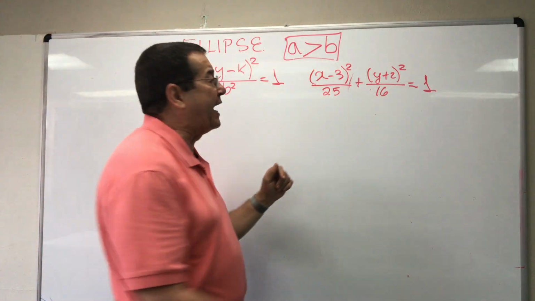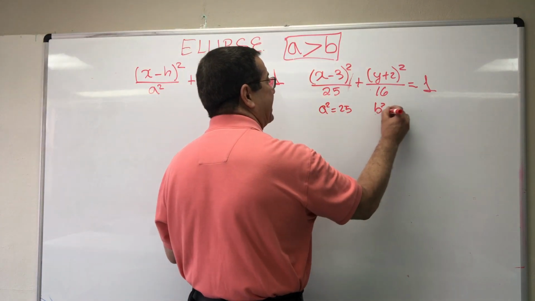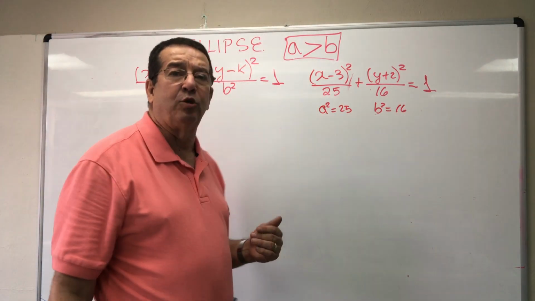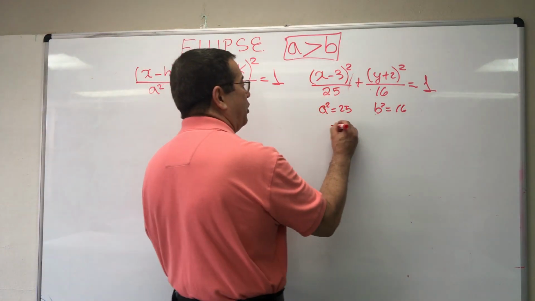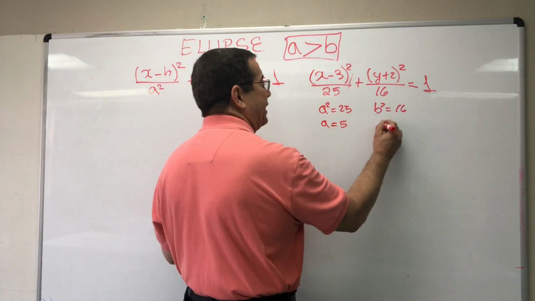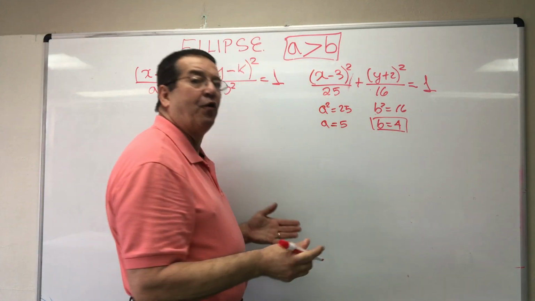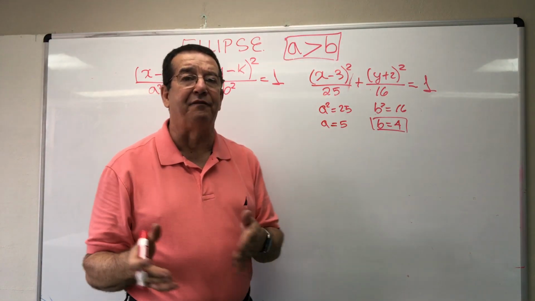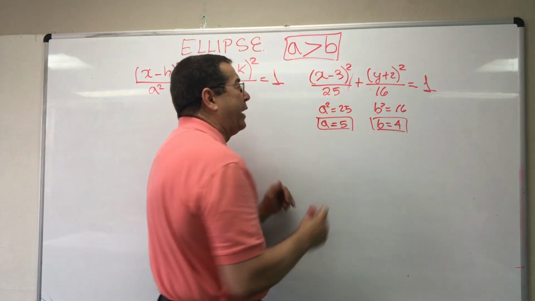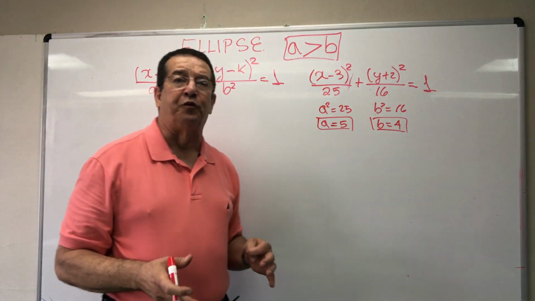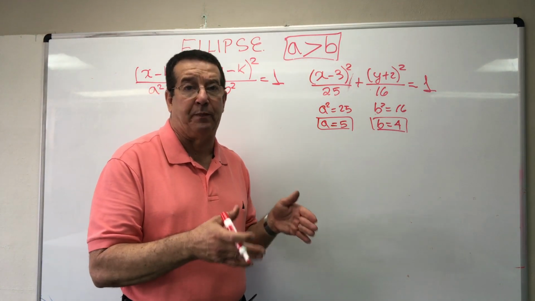Now 25 is a squared, and b squared is 16. What do you have to do to find a and b? You find the square root. The square root of 25 is 5, and the square root of 16 is 4, because 4 times 4 is 16, and 5 times 5 is 25. When you select what is a squared and what is b squared, to find the values a and b, you find the square root of the corresponding value.